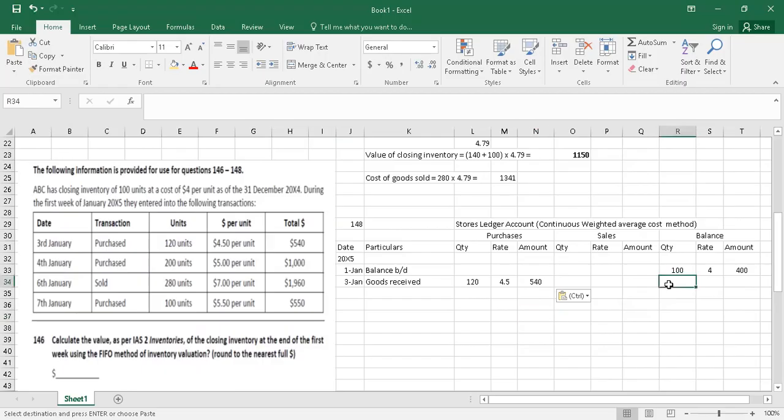Total it up, right? 220 units, 220. Find out the average price. How to calculate the average price? 400 is the value of the first one, that is 100 into 4, plus 120 into 4.5. So that gives 540. 540 divided by 220.